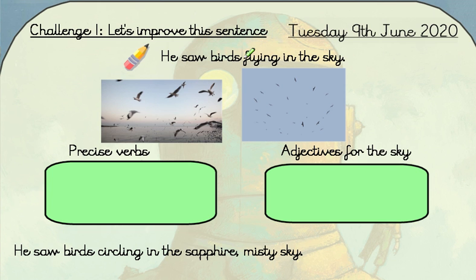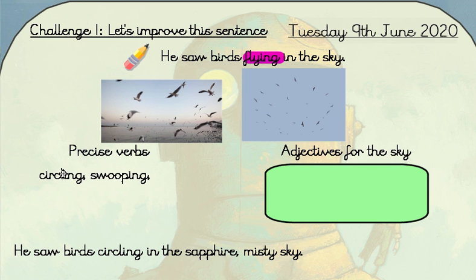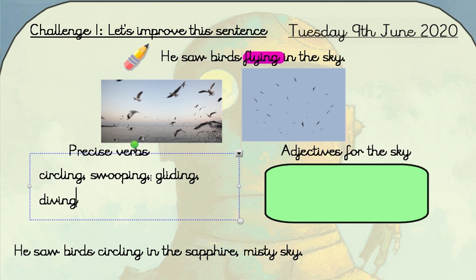Now, we've got he saw birds flying. That's our verb in our sentence. Flying in the sky. It's not very precise. I think we can do better. Could you help me? So let's think of some precise verbs. I've got a start here. I've got circling, swooping. What about gliding? Circling, diving. What else could we say? Darting. Darting through the sky. Circling, swooping, gliding, diving, darting. Any more? What about gathering?